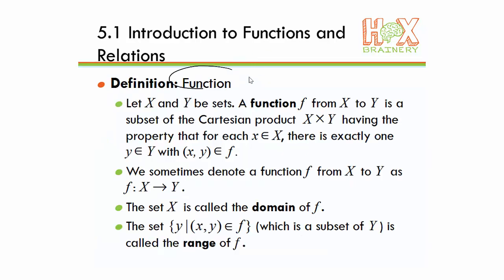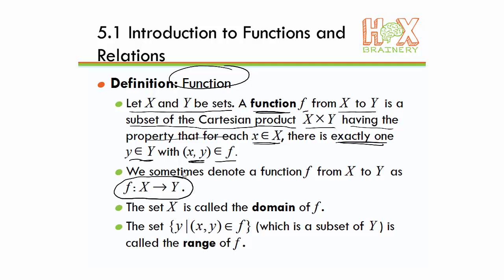And this is our definition for a function. So we're going to let X and Y be sets. A function f from X to Y is a subset of the Cartesian product X cross Y, having the property that for each element x in the set X, there is exactly one element y in the set Y, with the ordered pair (x, y) being an element of the function. And sometimes we denote the function f from X to Y using this notation here.